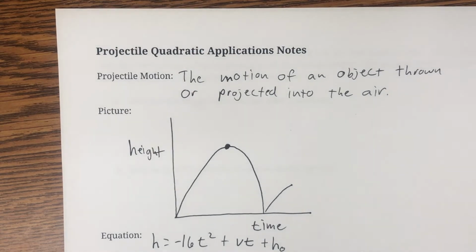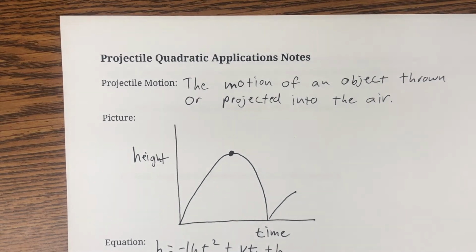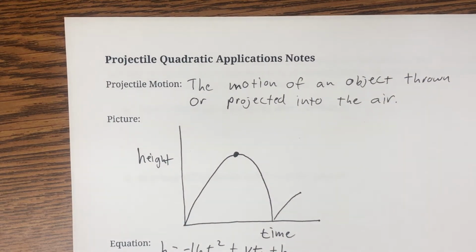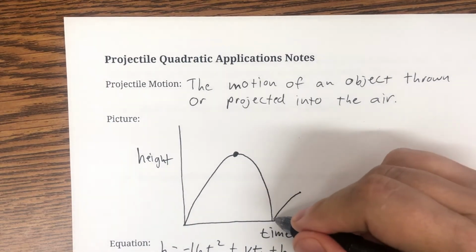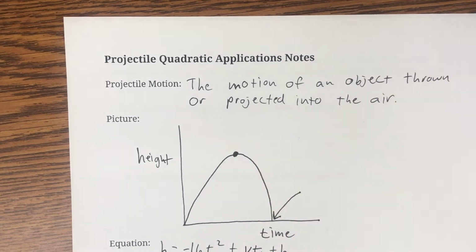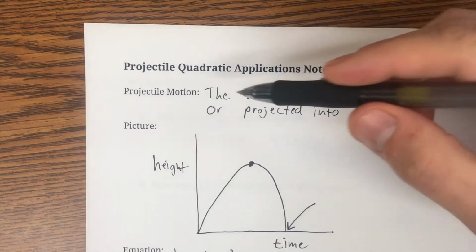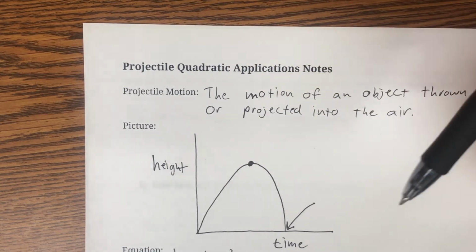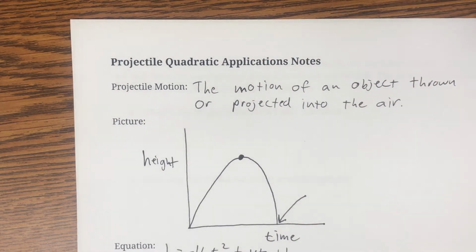Today we're going to look at some applications of a parabola and a quadratic function, and the most common real-world application is objects being thrown or projected into the air. A projectile motion equation consists of something like throwing a football or punting a football. A punt would probably be the most accurate example.